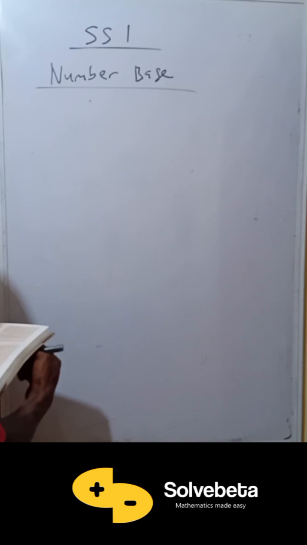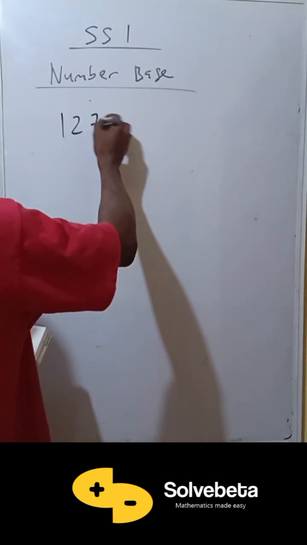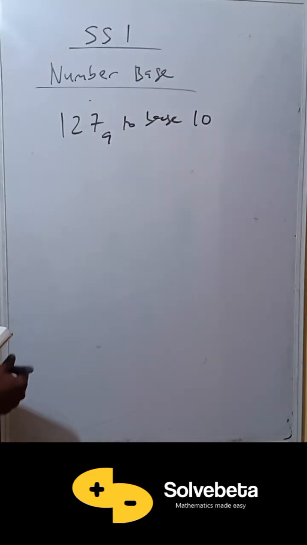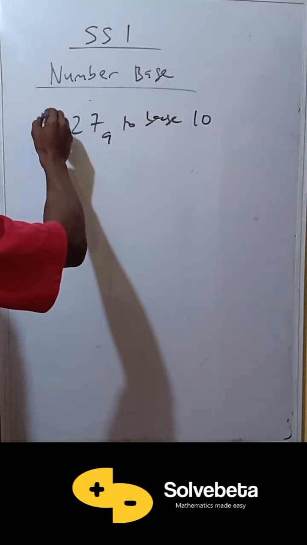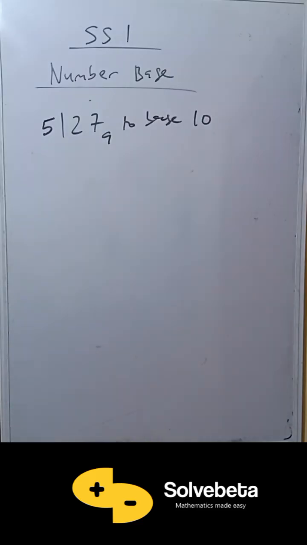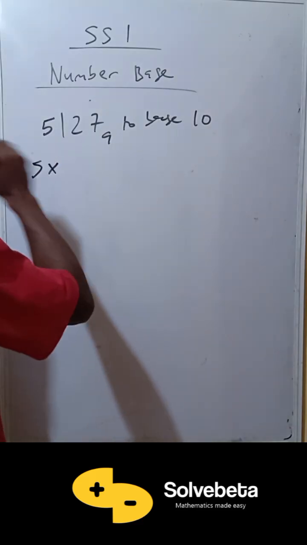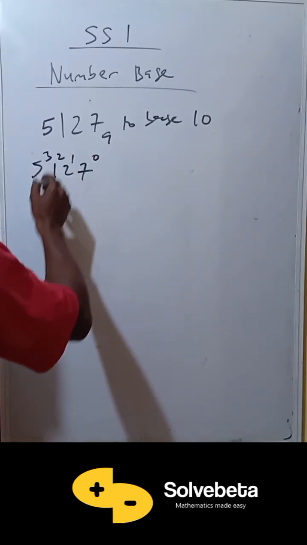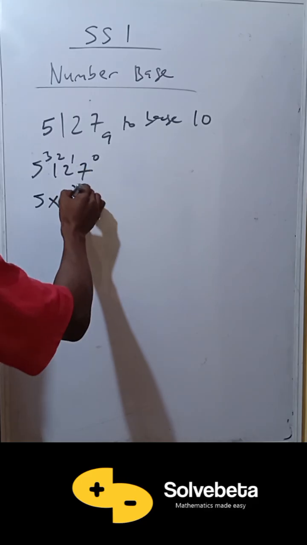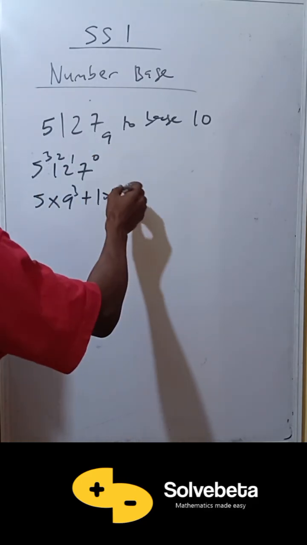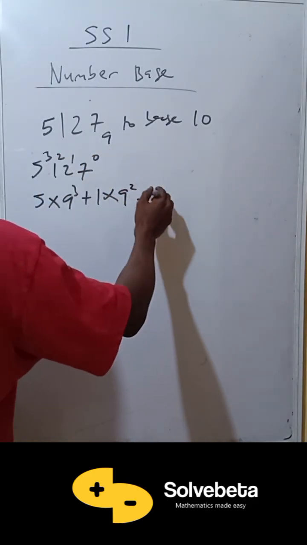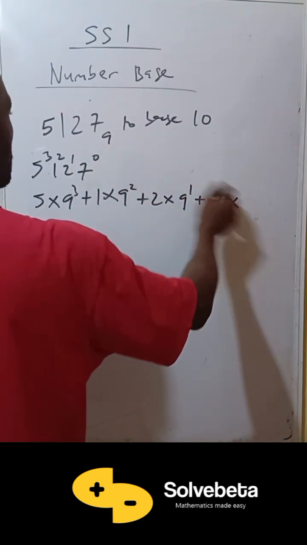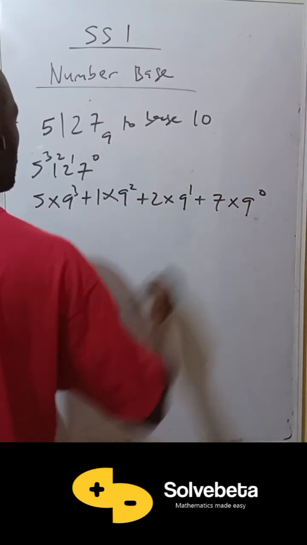Let me take 5127 in base 9 to base 10. You write 5127 with positions 0, 1, 2, 3. 5 times 9 raised to power 3, plus 1 times 9 raised to power 2, plus 2 times 9 raised to power 1, plus 7 times 9 raised to power 0.